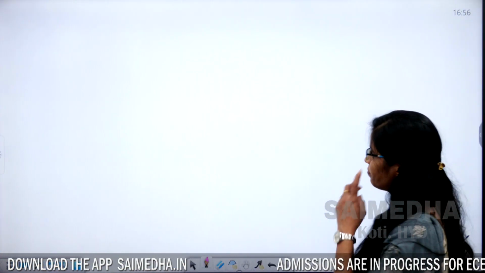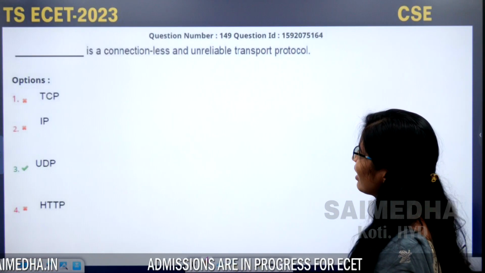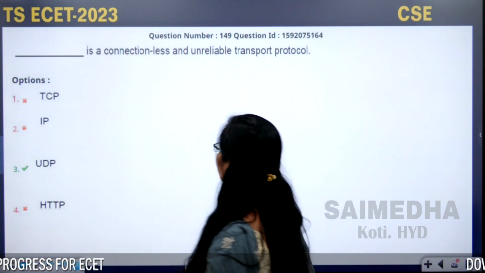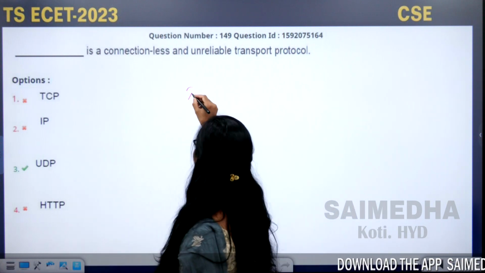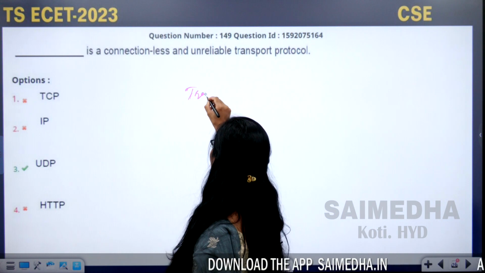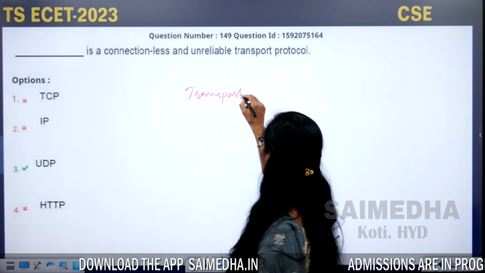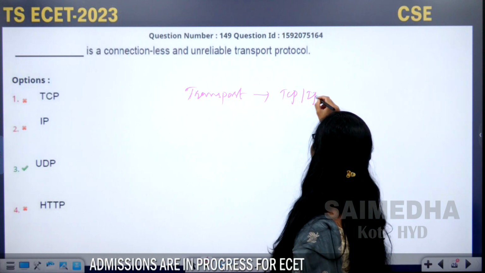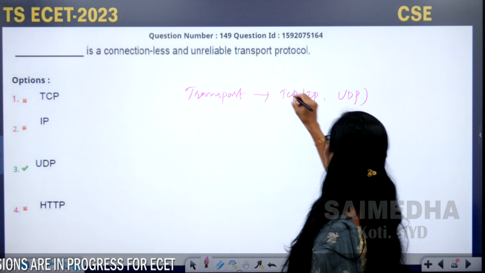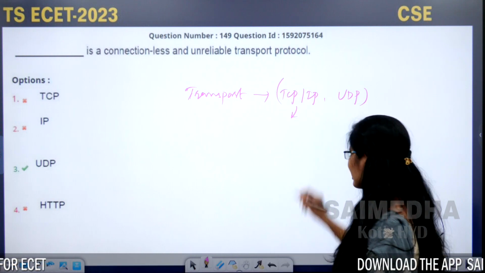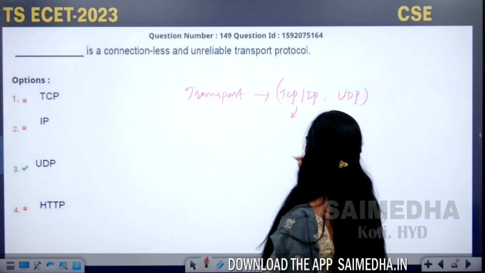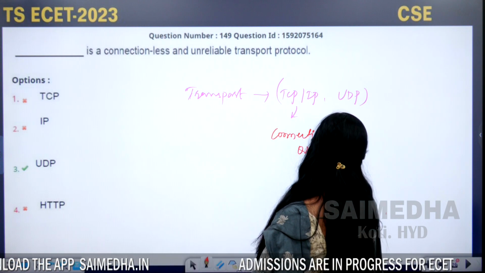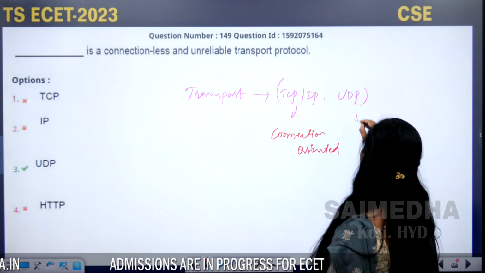The next question. UDP is a connectionless and unreliable transport protocol. In the OSI reference model, the transport layer uses two types of protocols: the first is TCP and the second is UDP, user datagram protocol. Obviously TCP is a connection oriented protocol, and the UDP protocol is connectionless.